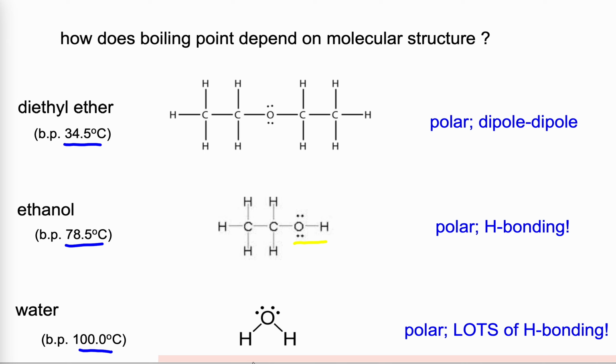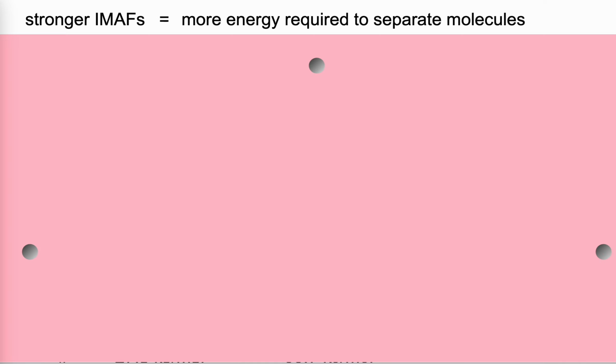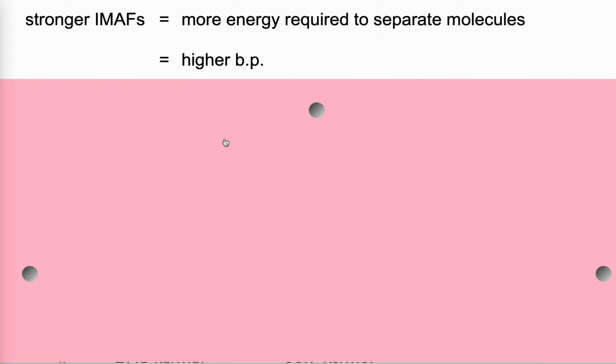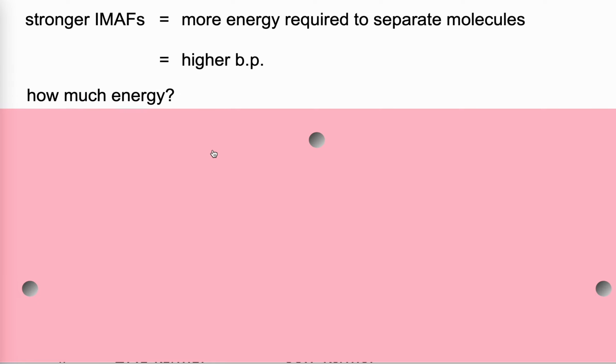So what we can see is that as we go down from top to bottom, the strength of the intermolecular attractive force is increasing, and therefore the boiling point increases as well. So to summarize, we can say that when we have stronger intermolecular attractive forces, there is more energy required to separate the molecules, and therefore there is a higher boiling point.